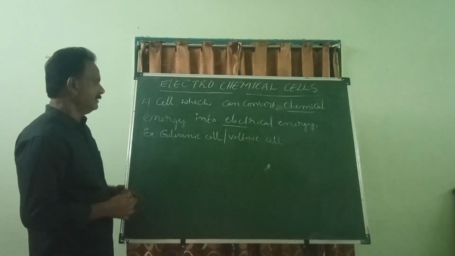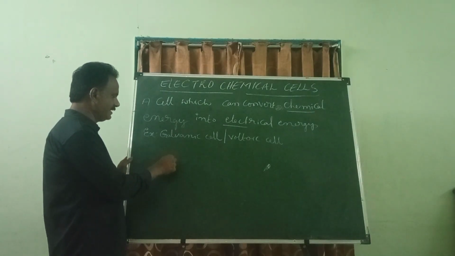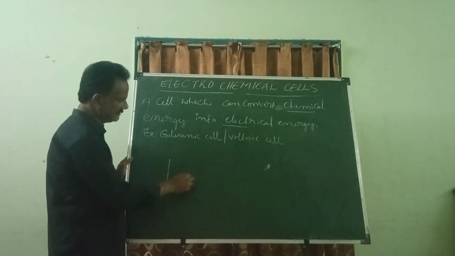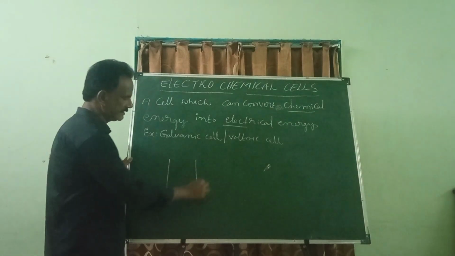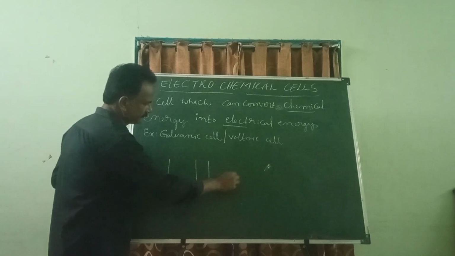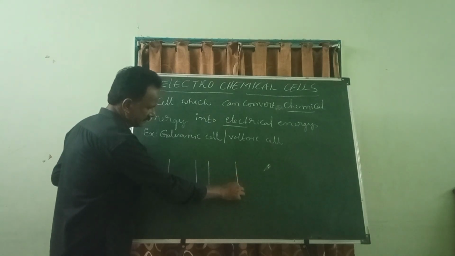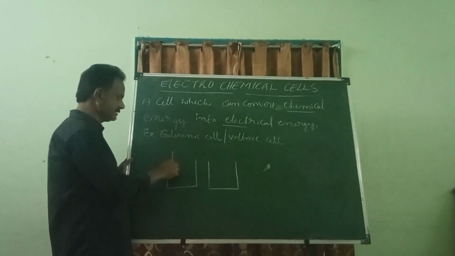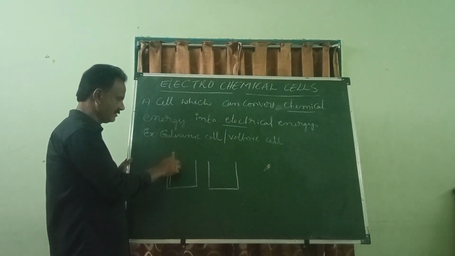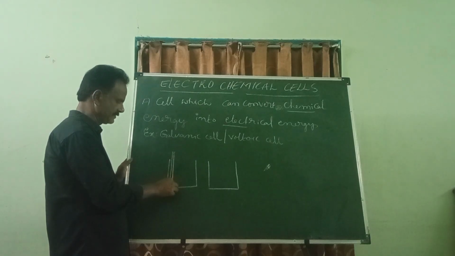Each and every electrochemical cell consists of two half cells, that is anodic half cell and cathodic half cell. Okay. Anodic half cell is to be taken at left side according to IUPAC.